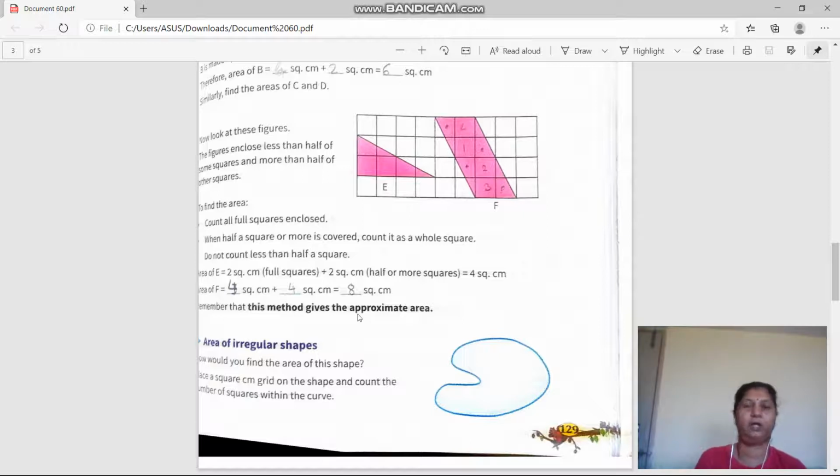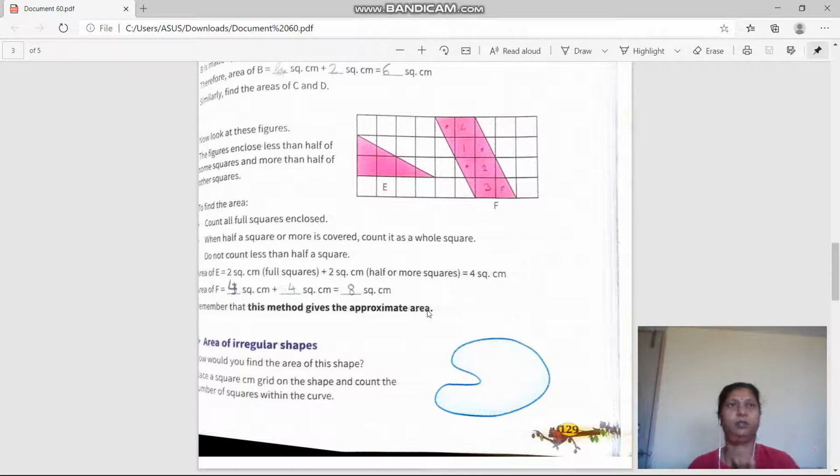One more thing you have to see here, these darkened lines. This method gives the approximate area. It is not accurate. Do you know the meaning of approximate? Approximate means it is nearly accurate, but not exactly accurate. It is not wrong. Get it?